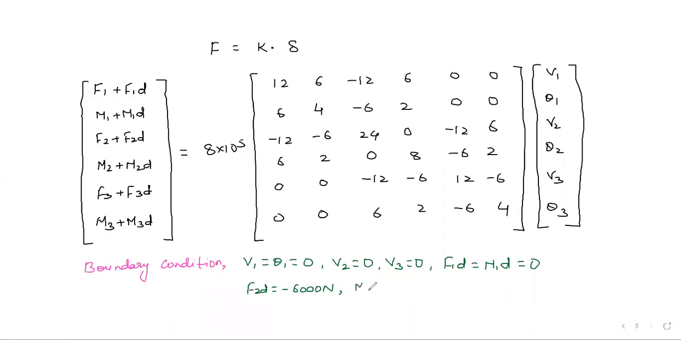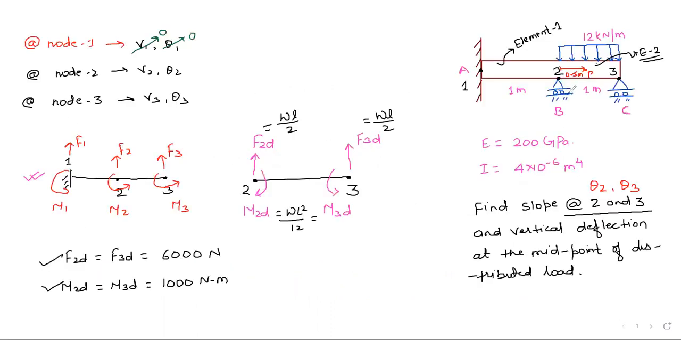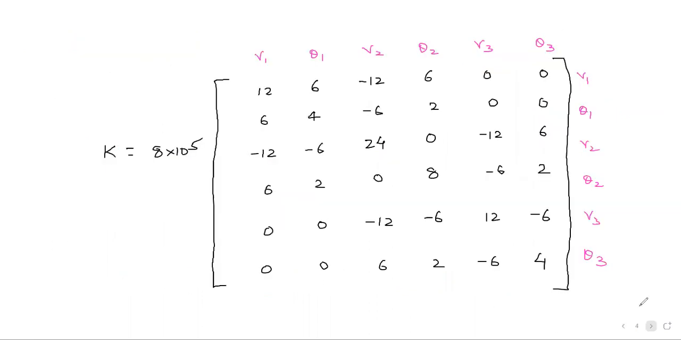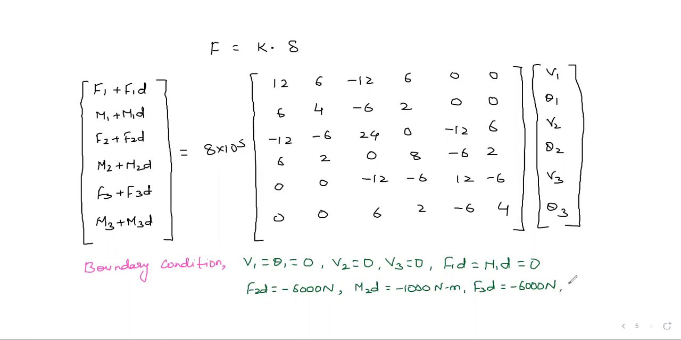Then we will have M2D, that is also equal to minus 1,000 Newton meter. Already we have calculated these things. F3D is also going to be minus 6,000 because the load is acting at node number 3. The load is acting downward only. You can see this is a UDL, so from node 2 to node 3 the load is acting downward. So that value is going to be minus. We will take that as minus. M3D is going to be plus 1,000 Newton meter.